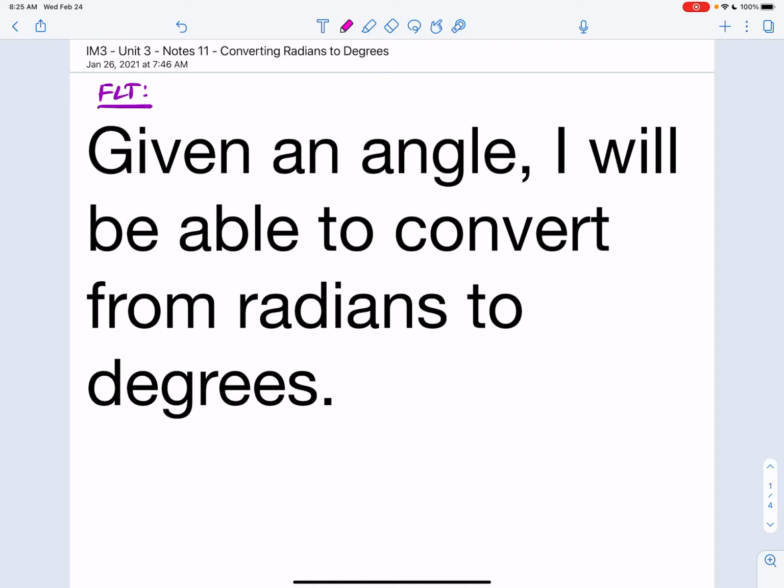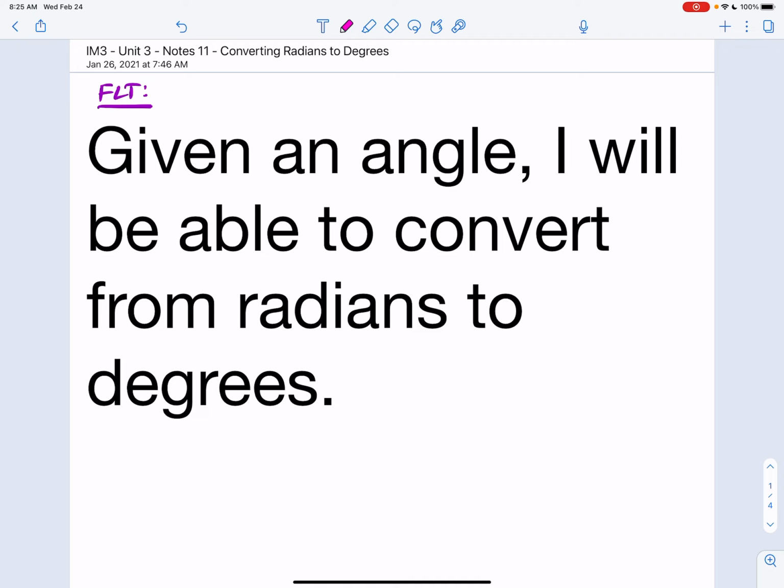Hey everyone, this is notes number 11, converting radians to degrees. If you finished notes number 10, you'll notice that this sounds very similar to what we did in notes number 10. In the previous notes, we did converting degrees to radians. So now, we can convert back from radians to degrees.